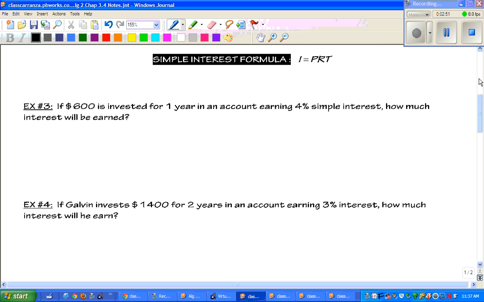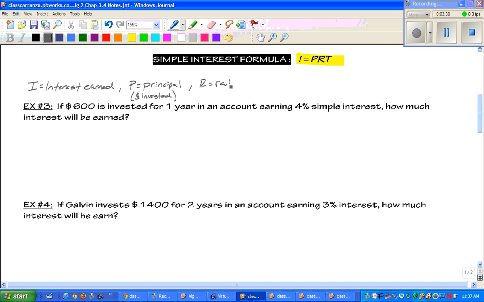Now we're going to be talking about the simple interest formula. And that formula, one that you're going to need to know, is I equals PRT. Let's go through what all those letters mean. I means your interest, and that's the interest that is earned. P stands for your principal, and that is the money that is invested.